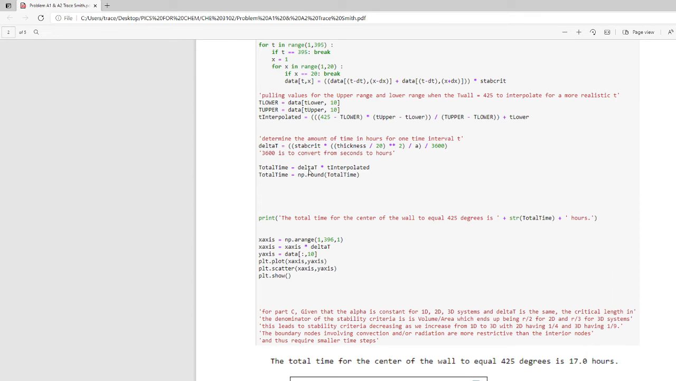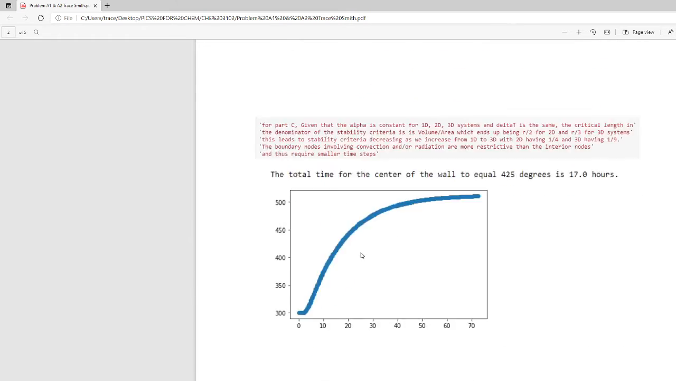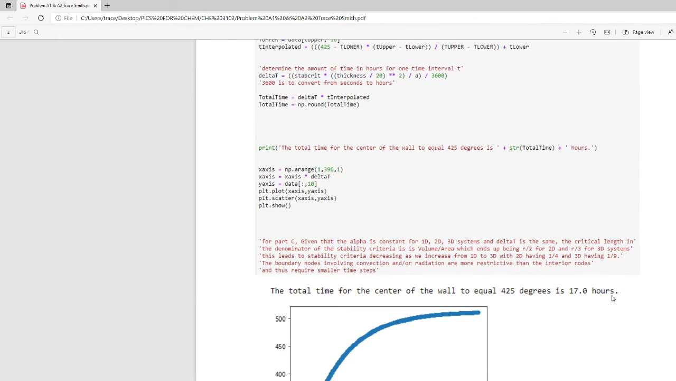So that would give me my delta t, and to get the total time, you do the delta t, which is how much time is in hours for one time interval of lowercase t, times the amount of time intervals it took. And that's how I got it, and then I just rounded it, and that ended up being 17 hours. And then for the graph, that's pretty self-explanatory.